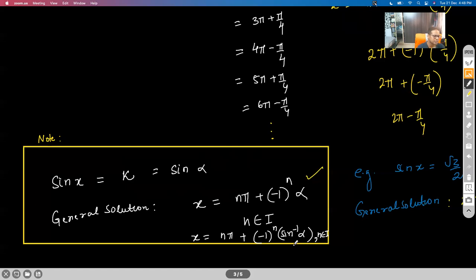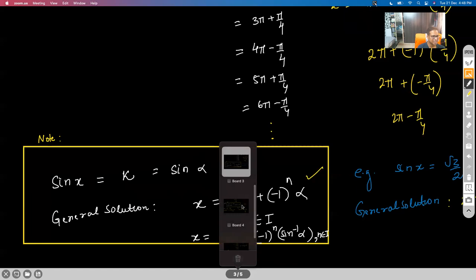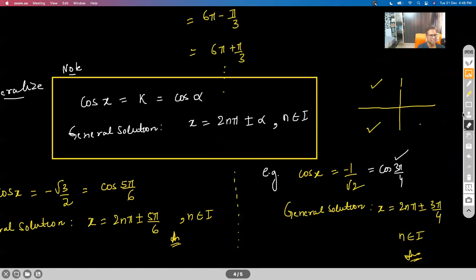That's fine. But if you know the alpha, for example, if it is a known ratio, for example, half, root 3 by 2, 1 by root 2, or negative of these, 1, 0, then of course you can put your actual value alpha. Is it fine? Similarly, here also, in case you are not able to find a known alpha, you can write it as plus minus cos inverse k.